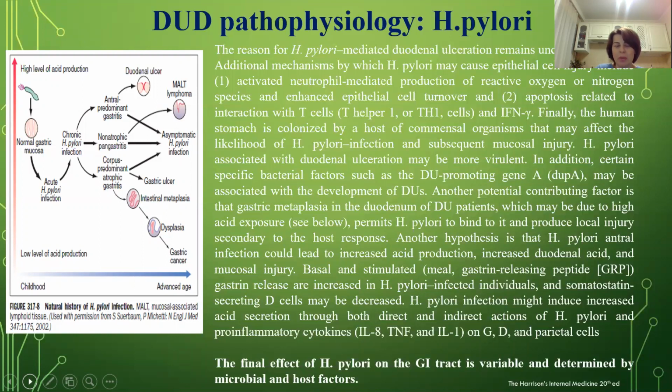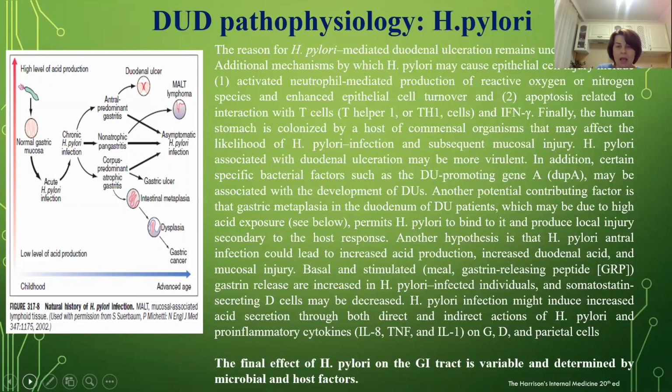Finally, the human stomach is colonized by a host of commensal organisms that may affect the likelihood of Helicobacter pylori infection and subsequent mucosal injury. Helicobacter pylori associated with duodenal ulceration may be more virulent. In addition, certain specific bacterial factors may be associated with the development of duodenal ulcer. Another potential contributing factor is gastric metaplasia of the duodenum in patients with duodenal ulcer, which may be due to high acid exposure, permitting Helicobacter pylori to bind to it and produce local injury secondary to the host response.